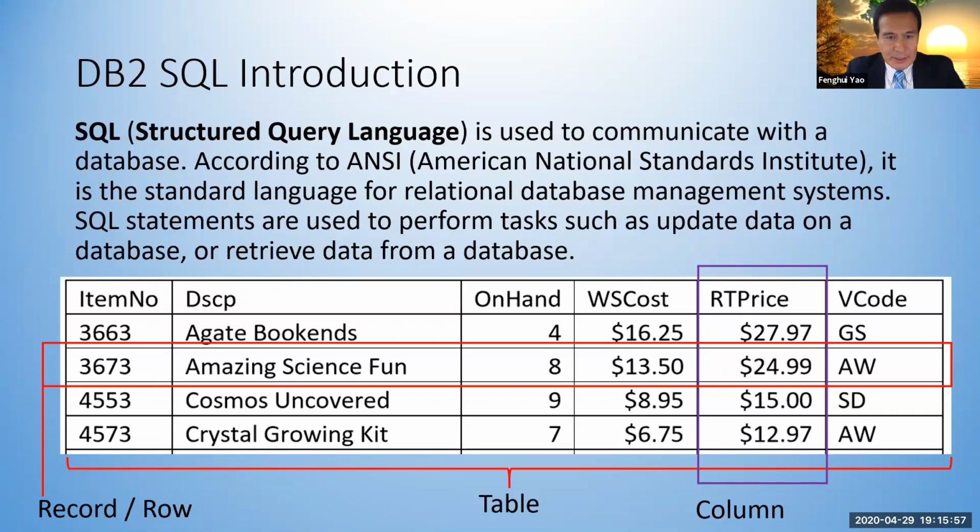This chart shows a table, or you can call it a database. Each row, we can call it a record or row. And then that's a column. Okay, so this is a table, it is a database.